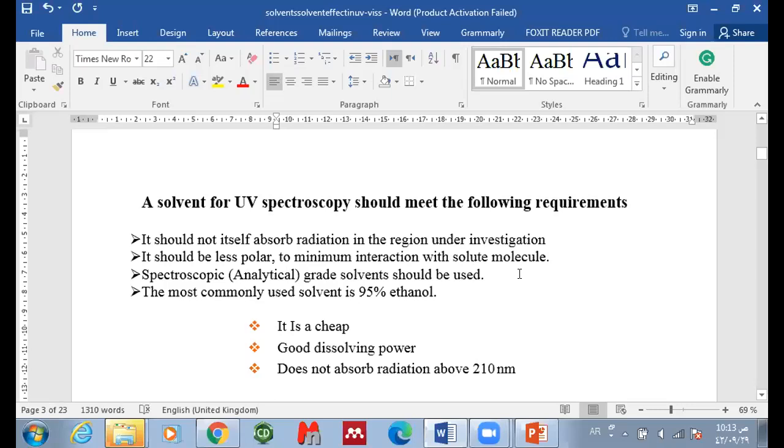Spectroscopic analytical grade. So we have mostly three types of solvents. We have synthesis solvent, we have analytical grade, and we have HPLC grade.